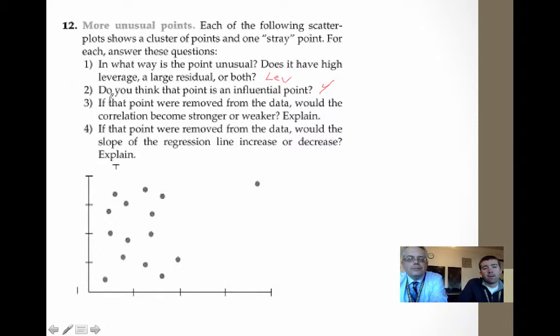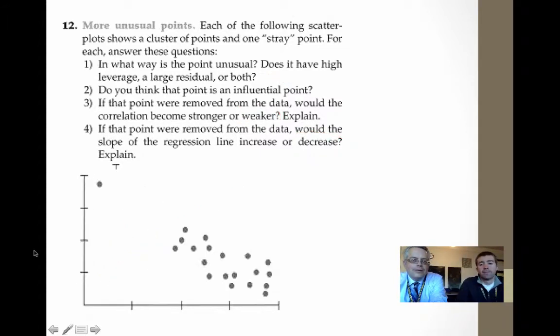Okay. If the point were removed, would the correlation become stronger or weaker? Well, this is when it would become weaker. Yeah, because if it were gone, it's a totally random pattern. If it's gone, we just have a line that looks like this. And that's not what we want. Would the slope increase or decrease? Again, I'm going to say it's going to decrease, because I'm going to predict that right now the line looks something like this, and it's going to make it look like this. Right. Okay. Good. Next.